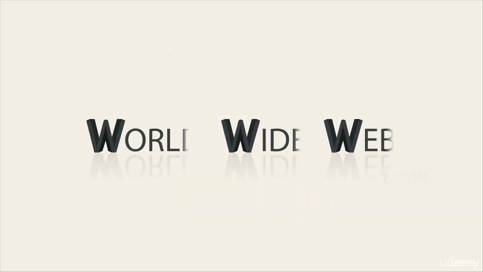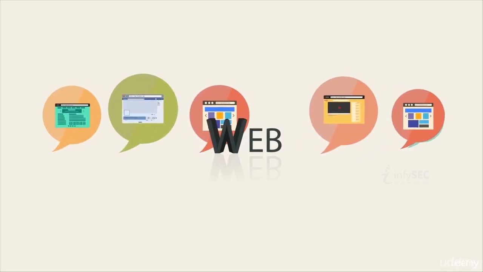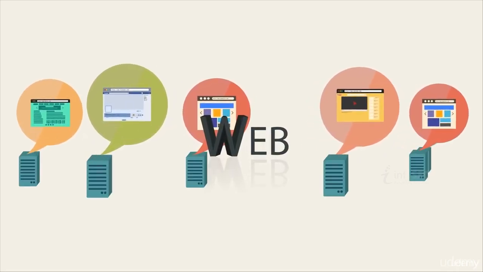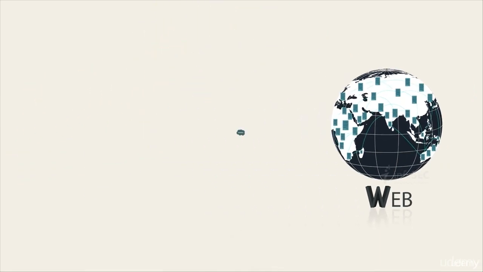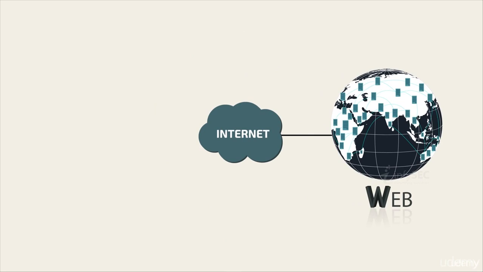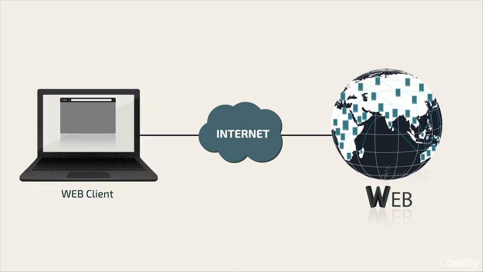WWW, the World Wide Web, commonly known as the web, is a collection of electronic hypertext documents stored in a computer, linked together like a spider's web, which can be accessed via the internet. Let's take a live example to get an idea of how the web works.